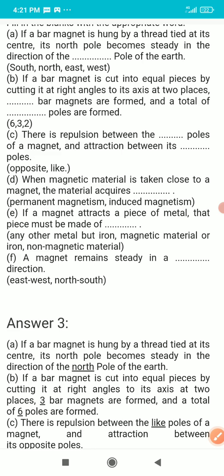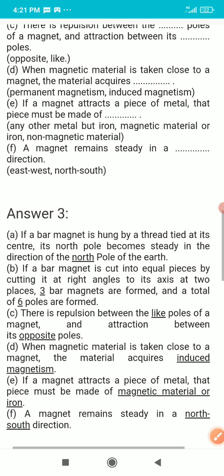B. If a bar magnet is cut into equal pieces by cutting it at right angles to its axis at two places, 3 bar magnets are formed and a total of 6 poles are formed. In this question there are two answers: 3 and 6. C. There is a repulsion between the like poles of a magnet and attraction between its opposite poles. Answer is like and opposite.